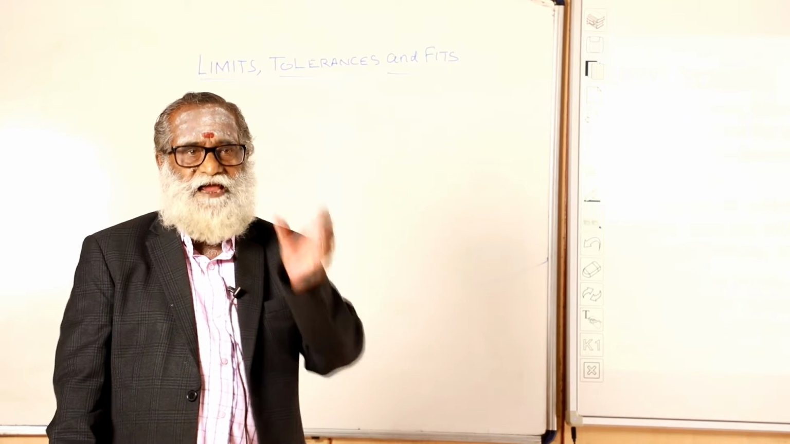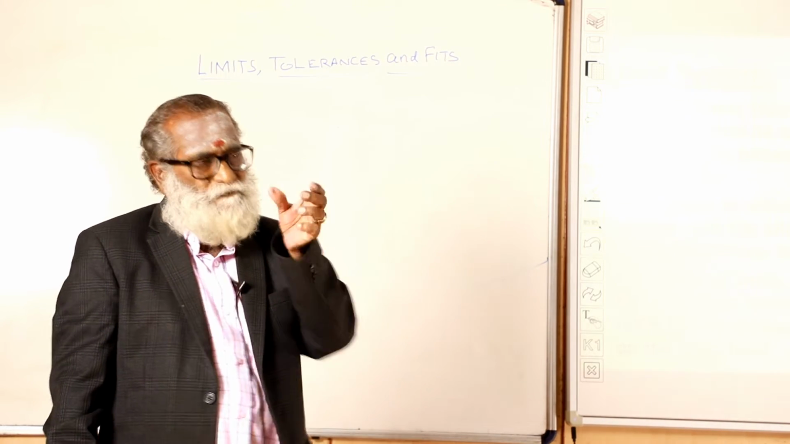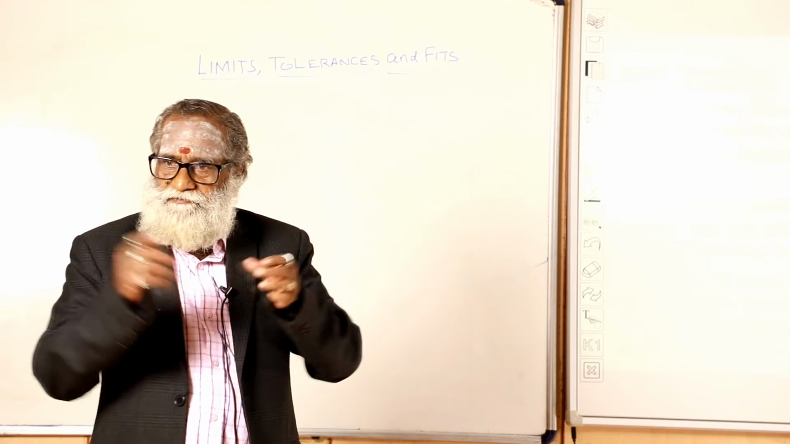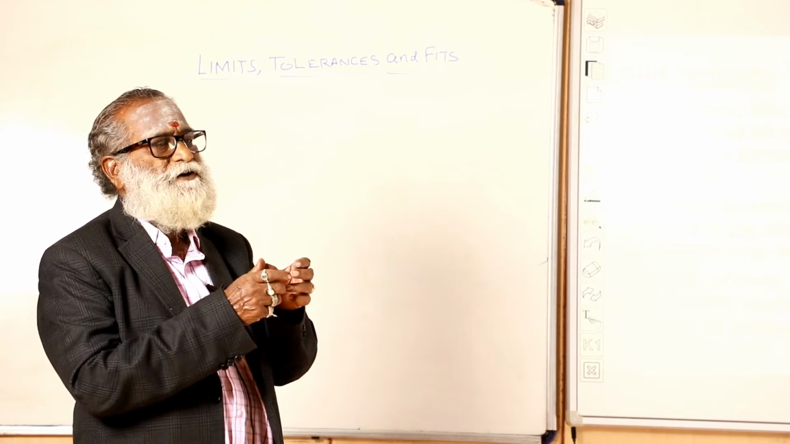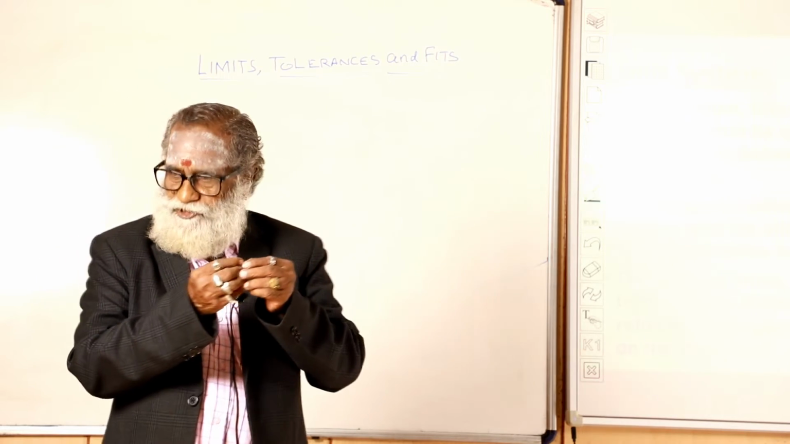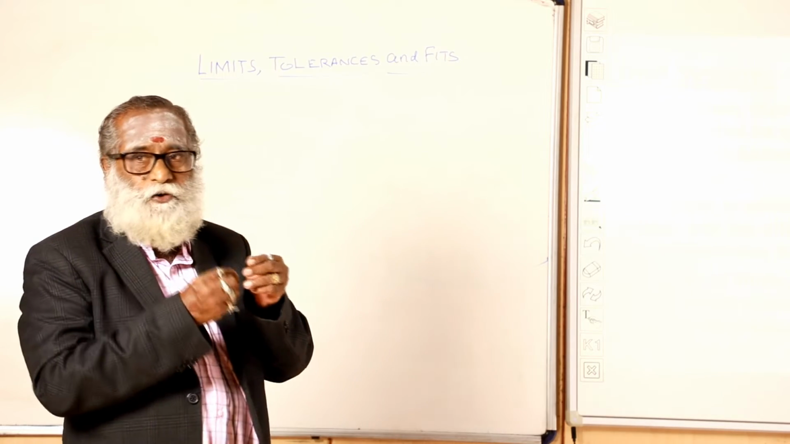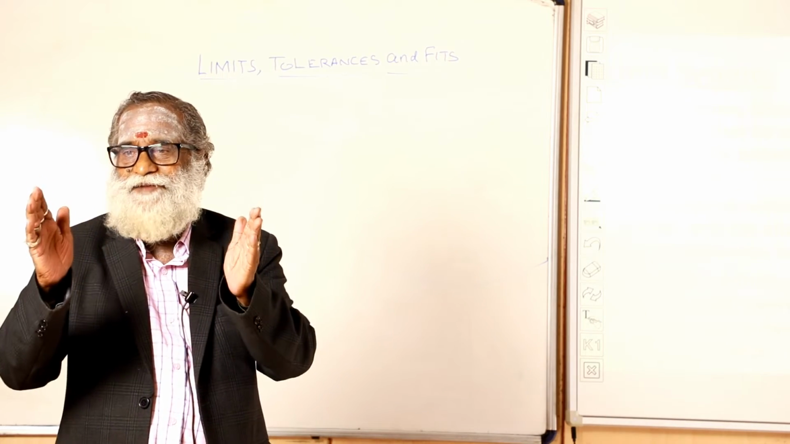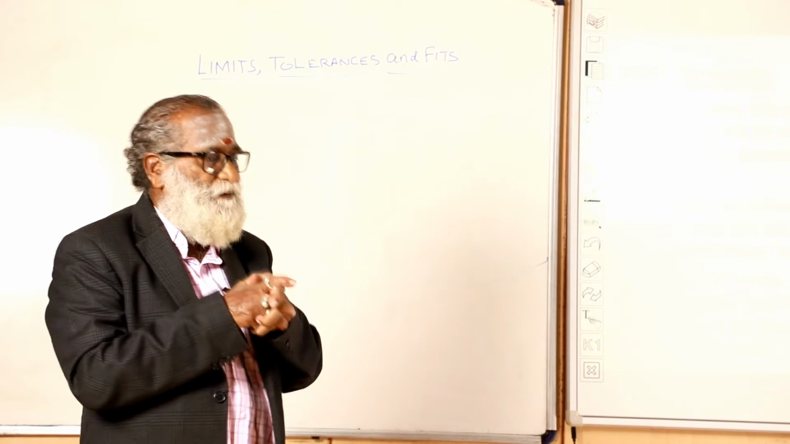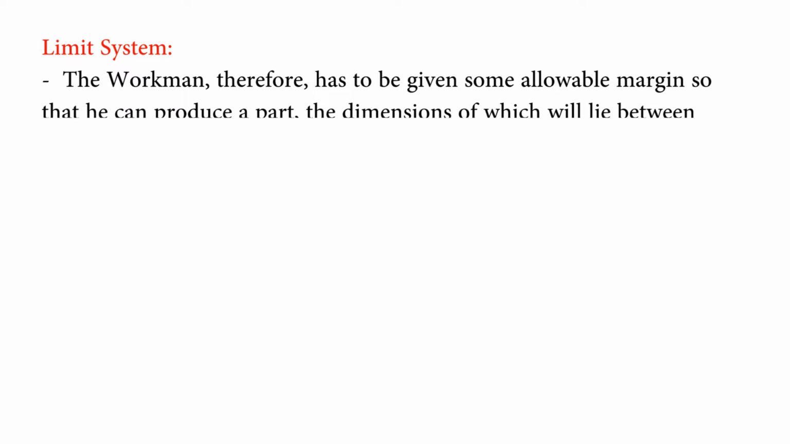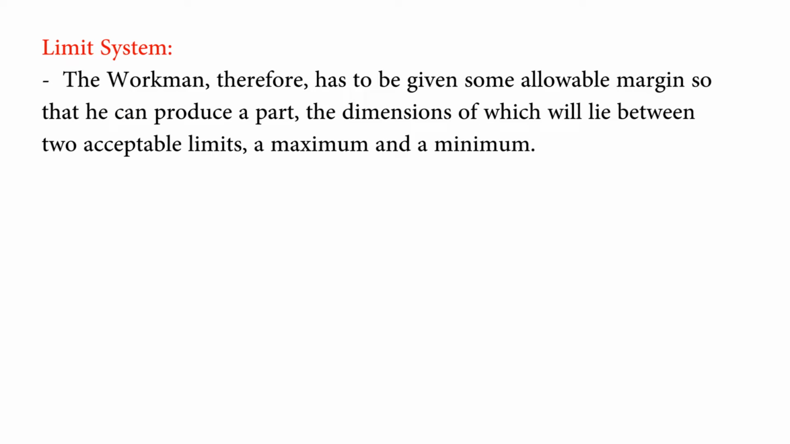Basic size means, for example, I want a 50 mm diameter. To complete exactly a 50 mm diameter is very difficult. It may be just above or just below that basic size. How far it should be above, how far it should be below, that is called a limit. So, we can define the limit system: the workman has to be given a small allowable margin so that he can produce a part whose dimensions lie between the acceptable limits, maximum and minimum.